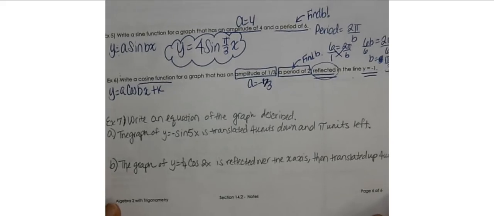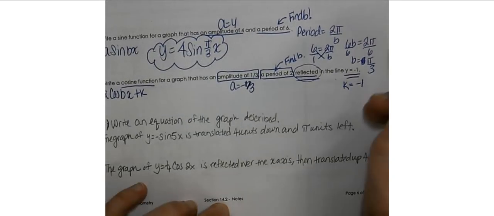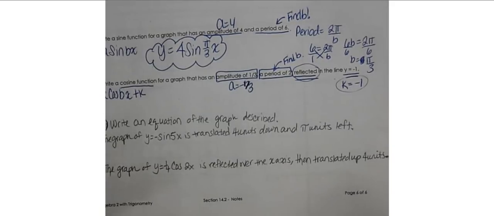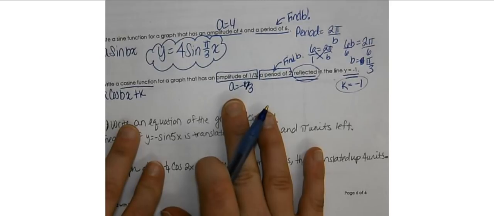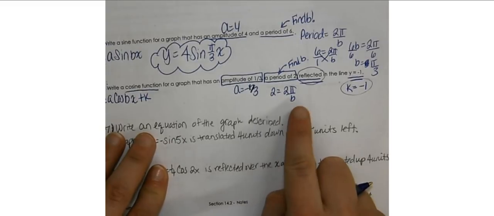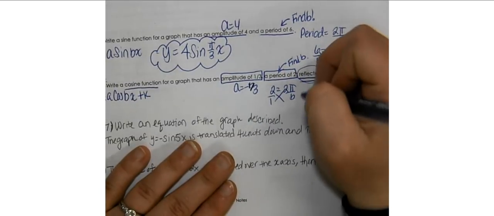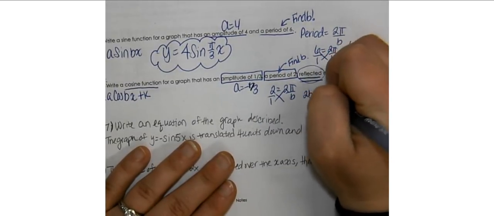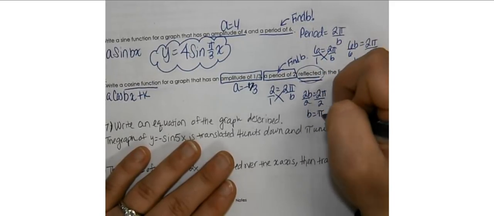And in this case, our k value is going to be equal to -1 because our k value is related to our axes. So I know that k is equal to -1, my a is equal to -1/3, and now we need to find my b value. So I'm going to take 2 and set it equal to 2 pi over b, because my period is 2 and my formula for period is 2 pi over b. So I'm going to use cross product and I end up with 2b is equal to 2 pi. Dividing both sides by 2, we find that b is equal to pi.